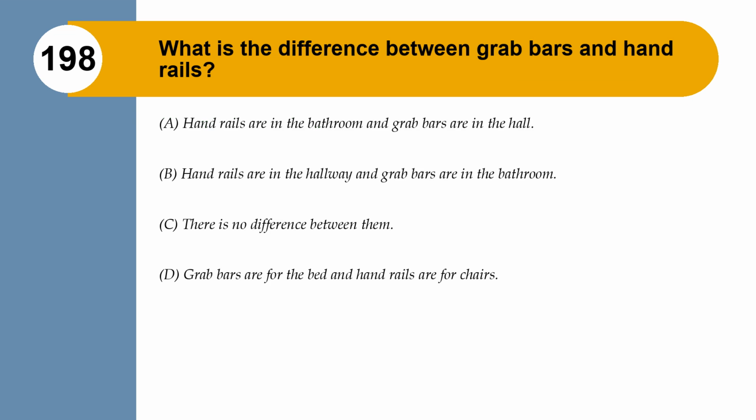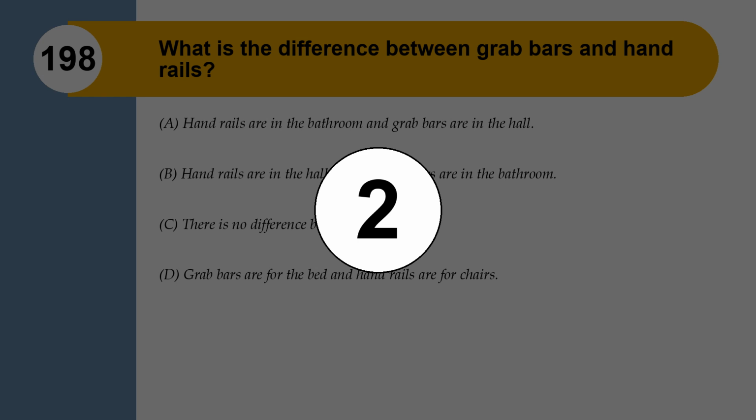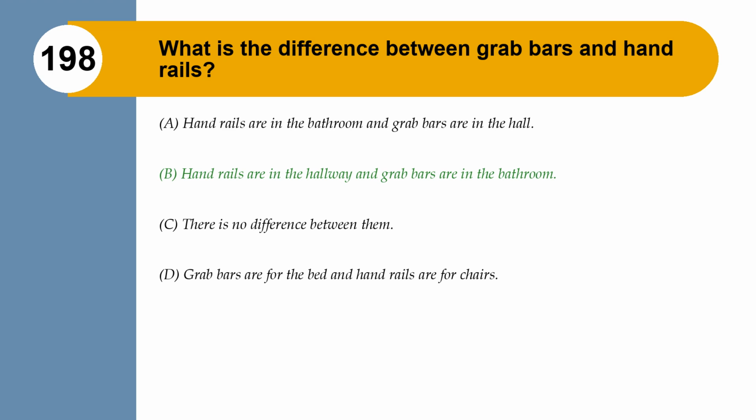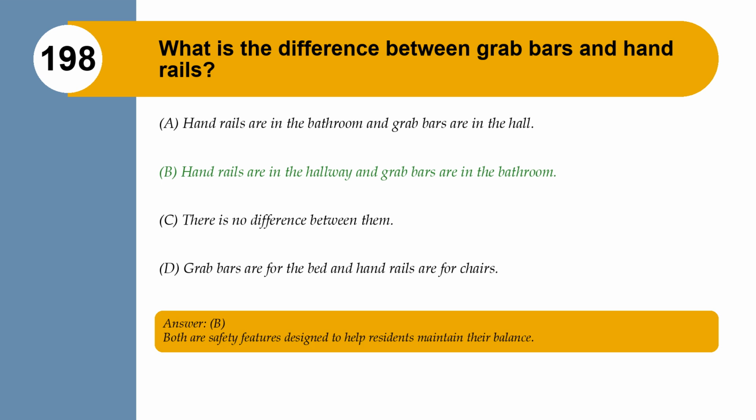Question 198. What is the difference between grab bars and hand rails? Option A, hand rails are in the bathroom and grab bars are in the hall. Option B, hand rails are in the hallway and grab bars are in the bathroom. Option C, there is no difference between them. Option D, grab bars are for the bed and hand rails are for chairs. The correct answer is option B. Hand rails are in the hallway and grab bars are in the bathroom. Explanation: both are safety features designed to help residents maintain their balance.